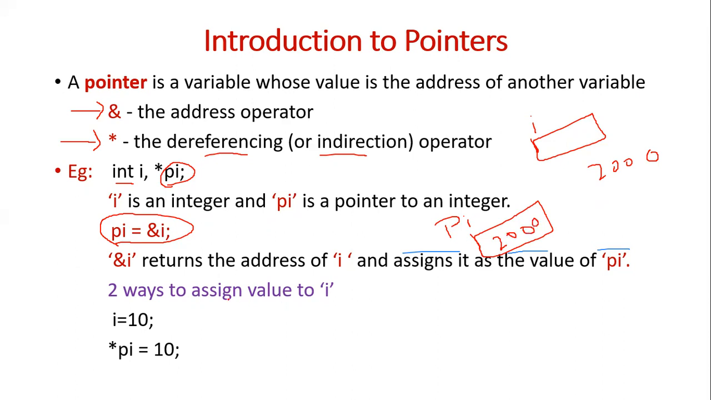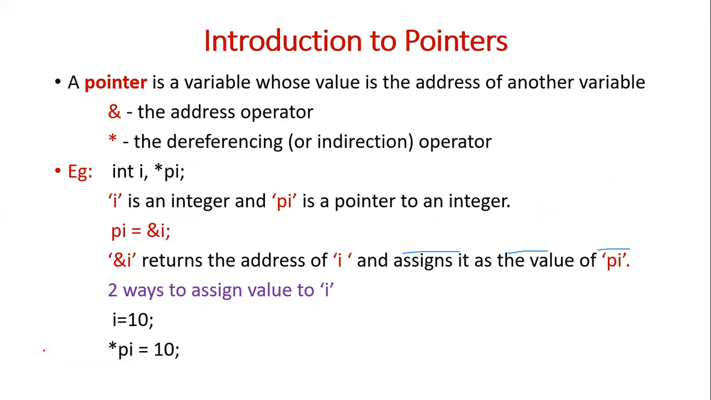Then there are two ways to assign a value to I. If I want to assign a value to I, you can directly assign I equal to 10. Then 10 will be stored here. But there is another way to assign I as 10, that is star pi, because star pi refers to the value at this address. It refers to this location. So star pi equal to 10 will also assign 10 to this location. So this is what this concept says.